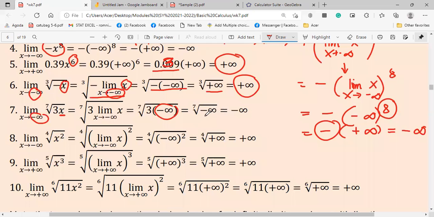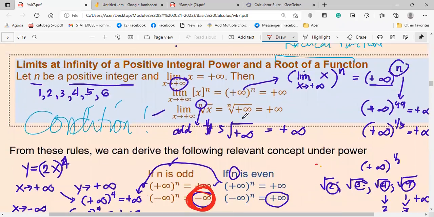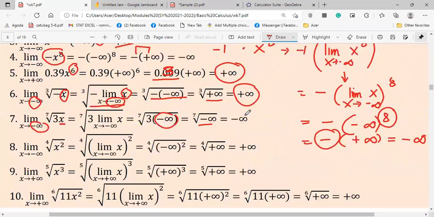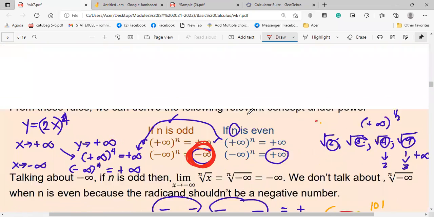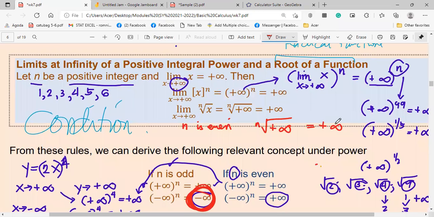Seventh root of negative infinity is negative infinity. Nasaan ba? Binigay ko na ba yung rule ng nth root? Okay. Dito sa nth root, class, para malinawan kayo, when n is even, nth root of positive infinity is positive infinity.